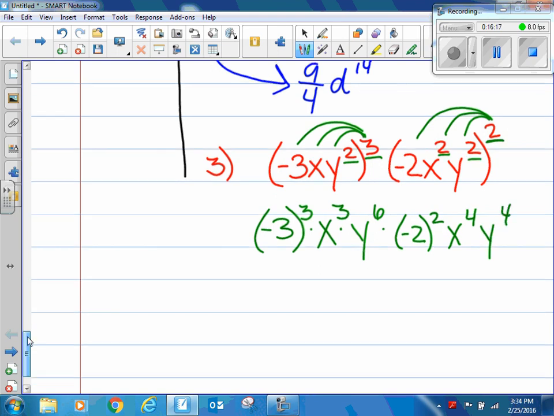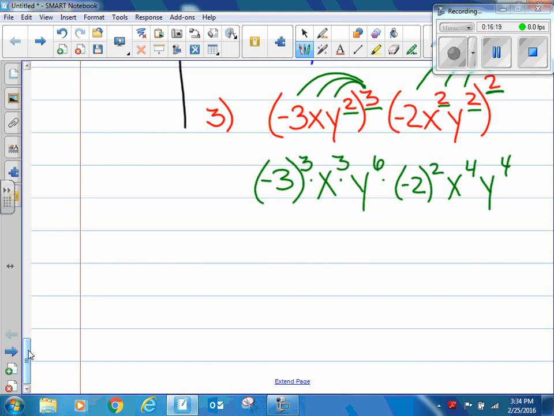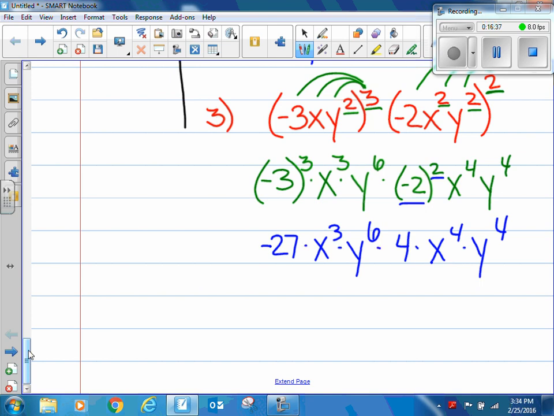All right, now we're looking a little bit better. This is manageable. I'm first going to take care of my negative 3 to the third. Negative 3 to the third is negative 27. And then I still have x to the third, y to the sixth. Negative 2 squared is 4, x to the fourth, y to the fourth. Remember, these are all being multiplied by each other.